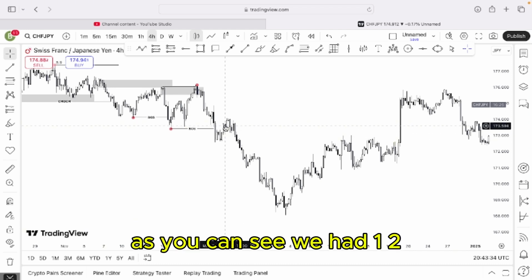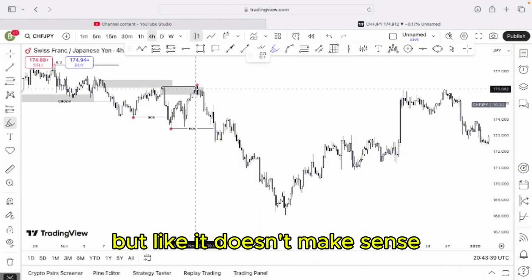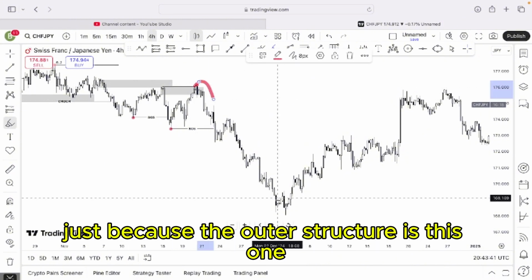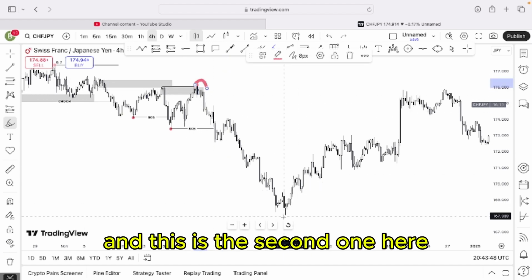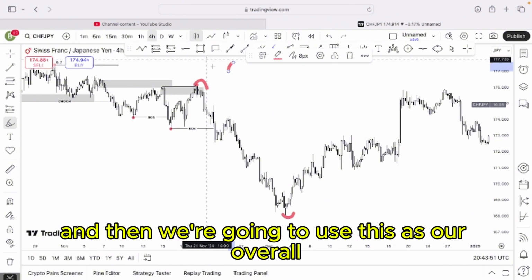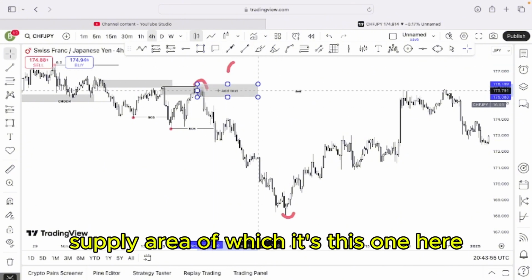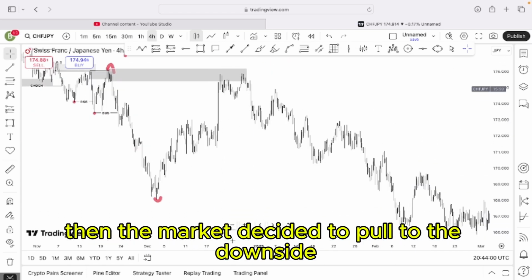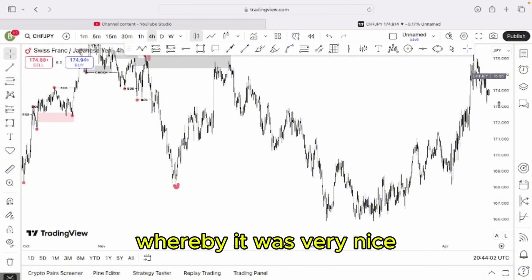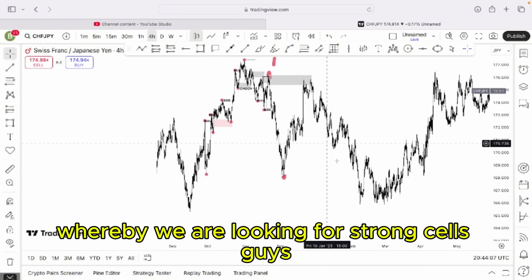So as you can see here, we have to focus on the current structure. We had 1, 2, then we had the 3, which means that this is a pullback, but it doesn't make sense, just because the outer structure is this one and this one here, areas that are a bit big whereby they are visible. So this is the first one and this is the second one here, and then we're going to use this as our overall supply area, which is this one here. So we tapped into that supply area, then the market decided to pull to the downside, which was very nice, just because we sold off in a manner whereby we are looking for strong sells, guys.